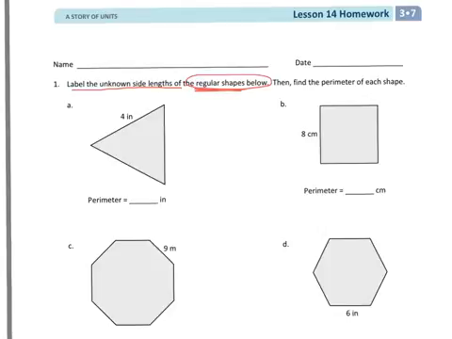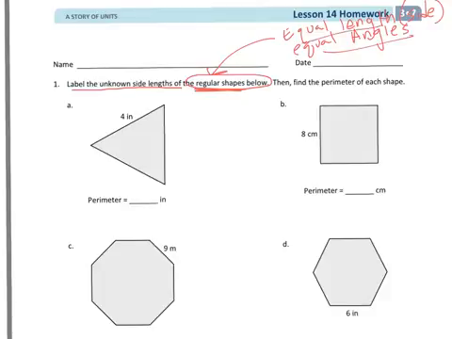So I have to know first what regular means, and that means equal side lengths and equal angles. So that's big, because if they're giving me one side length, I know what the others are. They're all going to be the same because they have to be equal. So 4 inches, I can immediately label these right here.